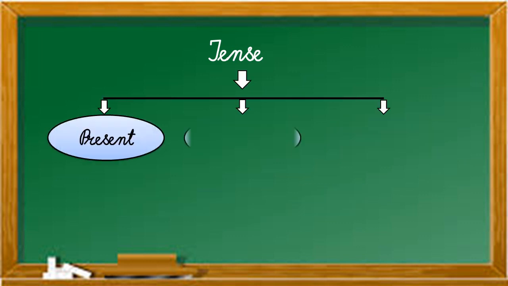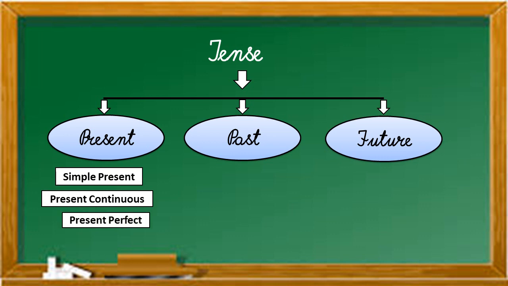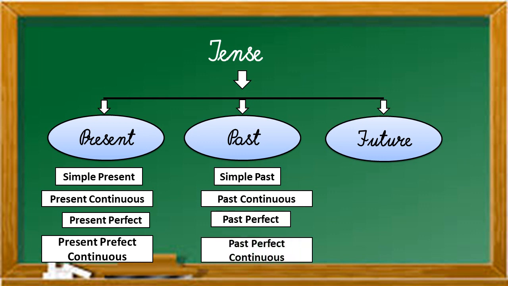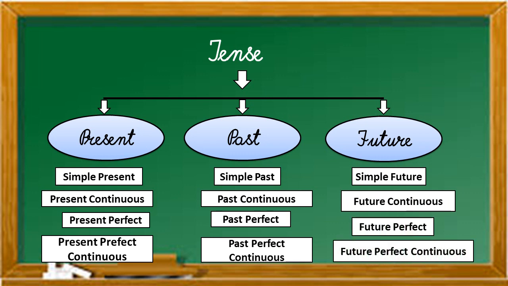Now each of these types has 4 subtypes, and they are simple present, present continuous, present perfect, and present perfect continuous. Similarly, simple past, past continuous, past perfect, and past perfect continuous. Simple future, future continuous, future perfect, and future perfect continuous. So altogether, there are 12 major verb tenses in English grammar.